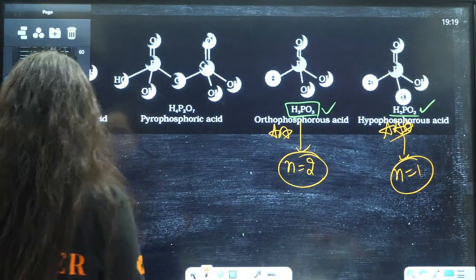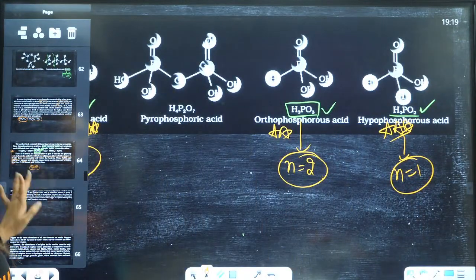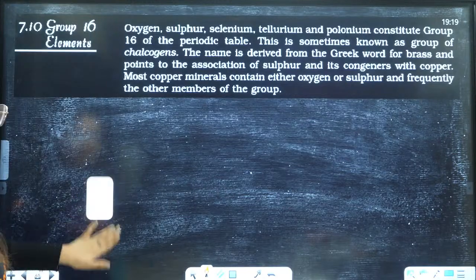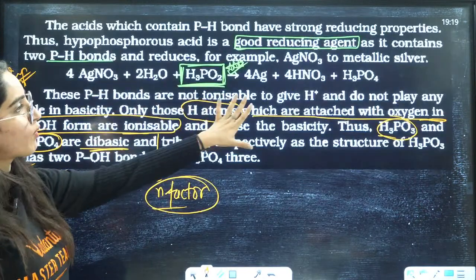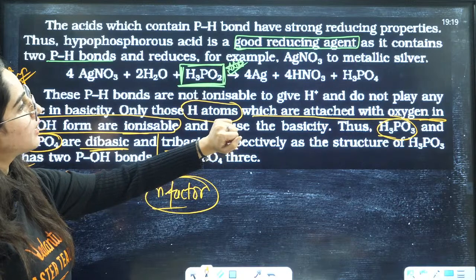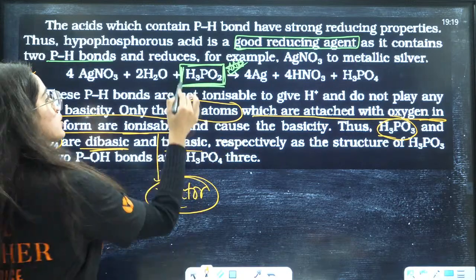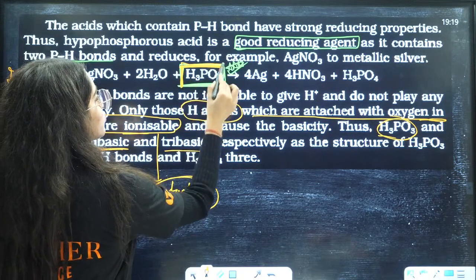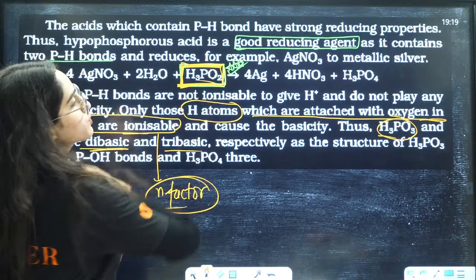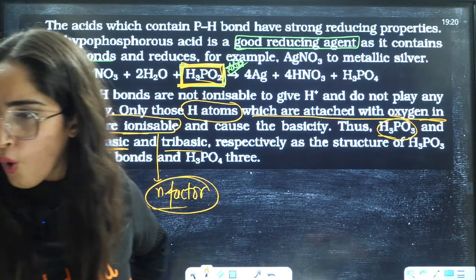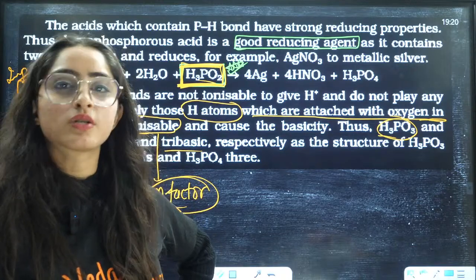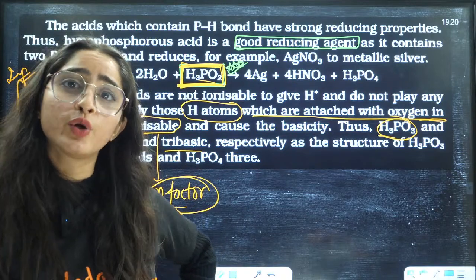So this paragraph is important for you. Understood? And this thing is also important, that H3PO2 is a good reducing agent. That is why we have used this in organic chemistry as a reagent.